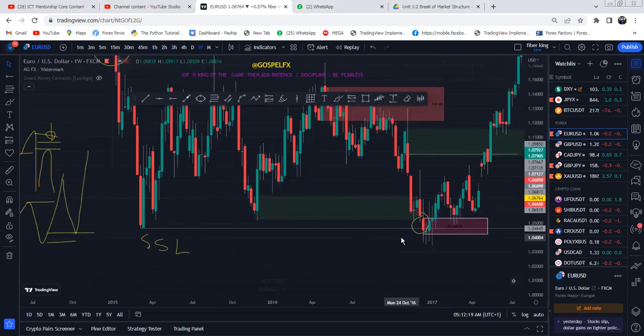When the market starts, when your IOF changes from bearish to bullish, at that moment you have to just be looking for bullish order blocks. All right, bullish order blocks and fair value gaps to be filled.